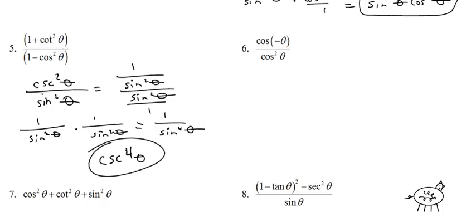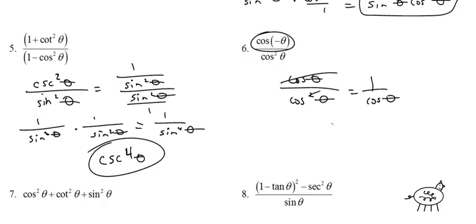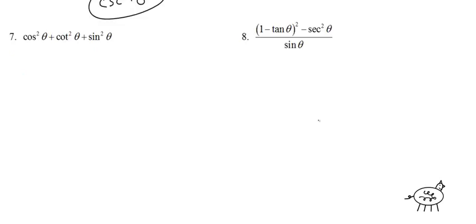Okay, the next one, we recognize that one, it's cosine of theta over cosine squared of theta. Well, that cancels that one out. It's 1 over cosine of theta, which is secant of theta. Number 7. Actually, we did this one yesterday. You guys should really recognize this one. Isn't that 1 plus cotangent squared of theta? And that's going to be equal to cosecant squared of theta.